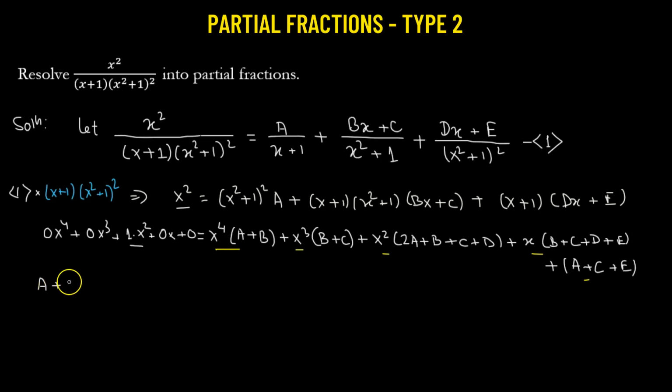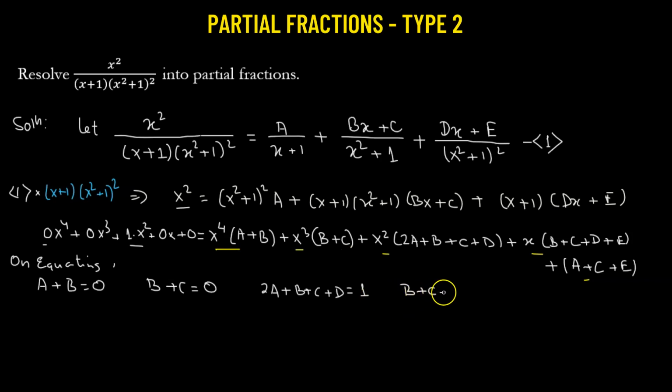So we'll get a plus b equals 0, equating the coefficient of x raised to the power of 4 on both sides. Next, b plus c equals 0, the coefficient of x cubed on both sides. Next we have 2a plus b plus c plus d equals 1, because the coefficient of x squared on the left hand side is 1. Then we have b plus c plus d plus e equals 0. And finally, a plus c plus e also equals 0.